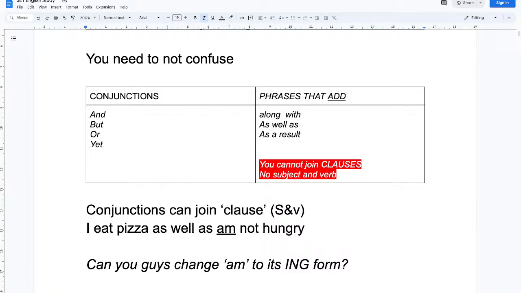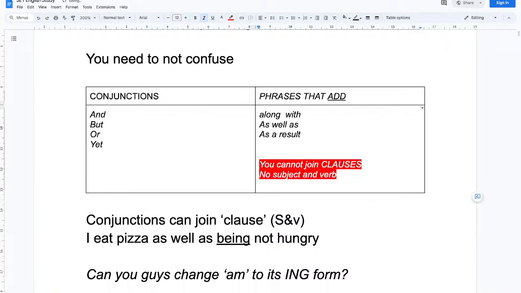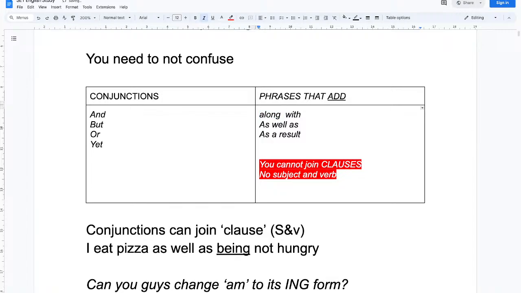The answer is of course, "as well as being hungry," okay? As well as being hungry. So what you do with these phrases, guys, the rule is this. Okay, let me just copy paste this. Simple rule, okay? I'm going to paste it here.